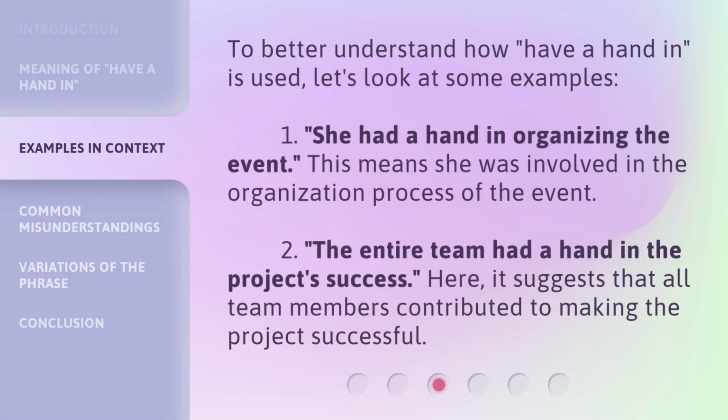To better understand how "have a hand in" is used, let's look at some examples. 1. She had a hand in organizing the event. This means she was involved in the organization process of the event. 2. The entire team had a hand in the project's success. Here, it suggests that all team members contributed to making the project successful.